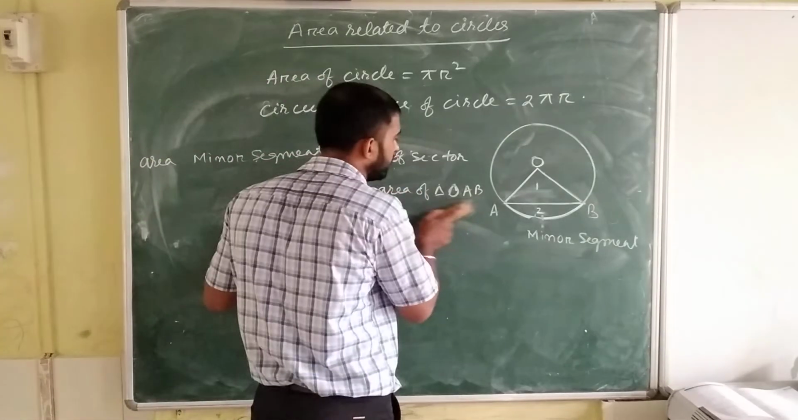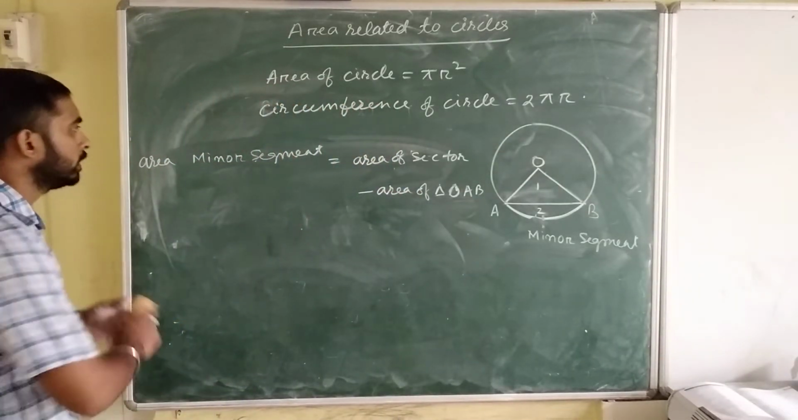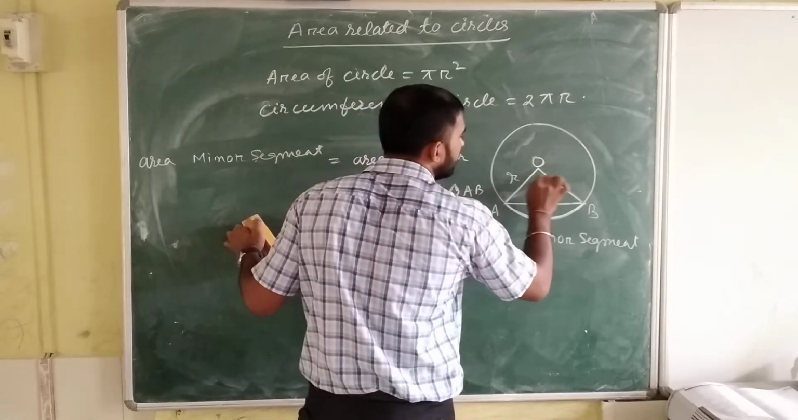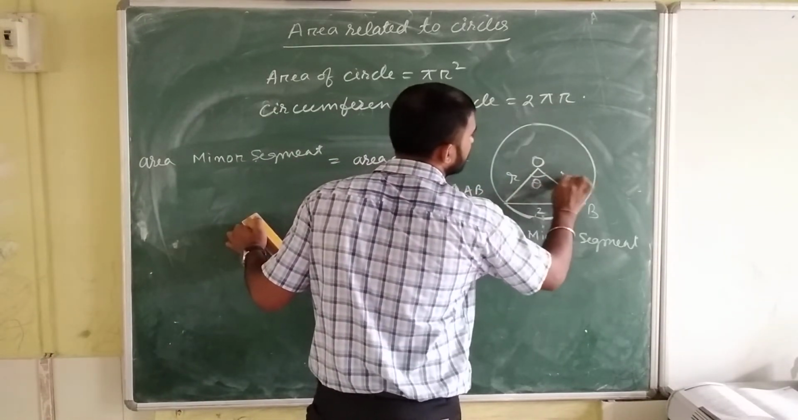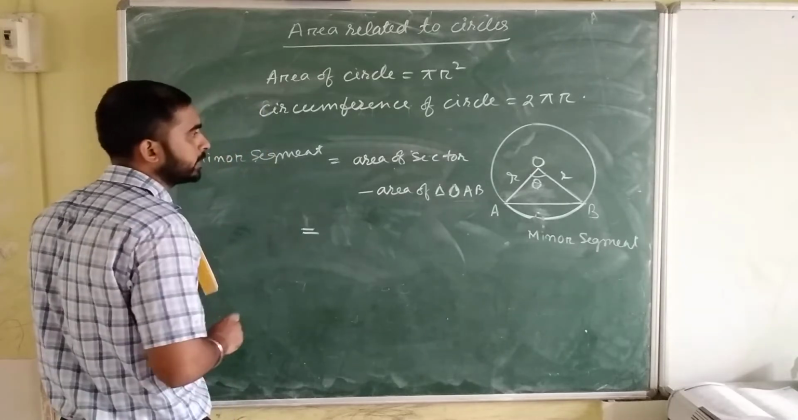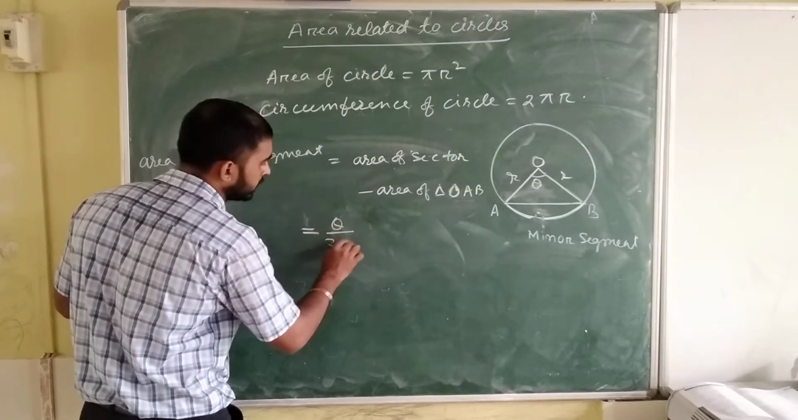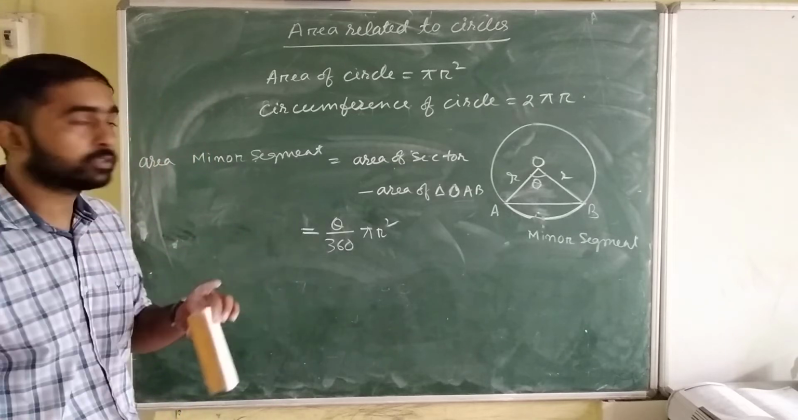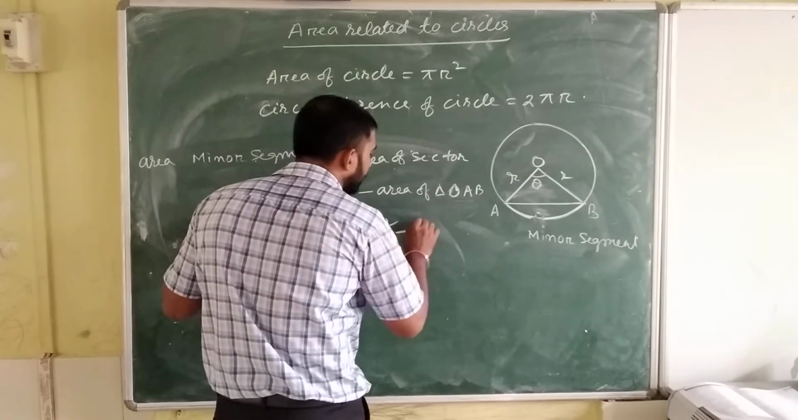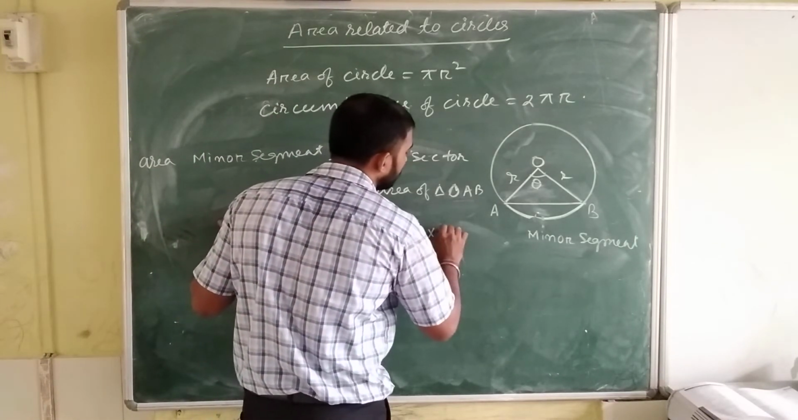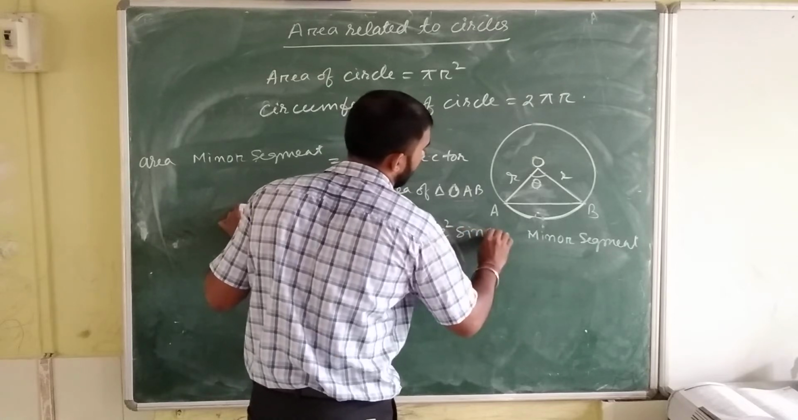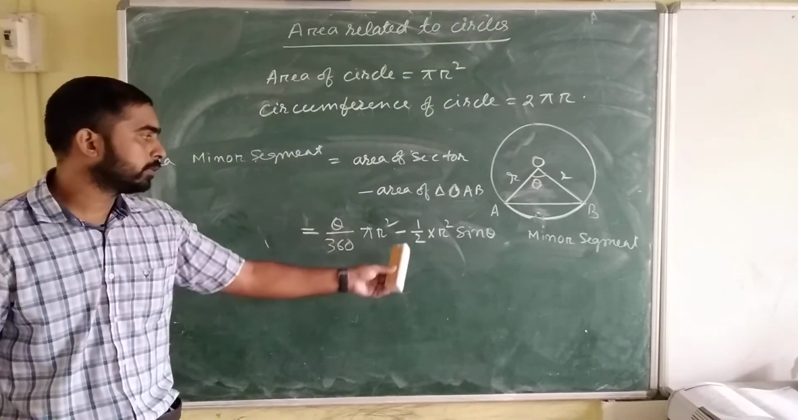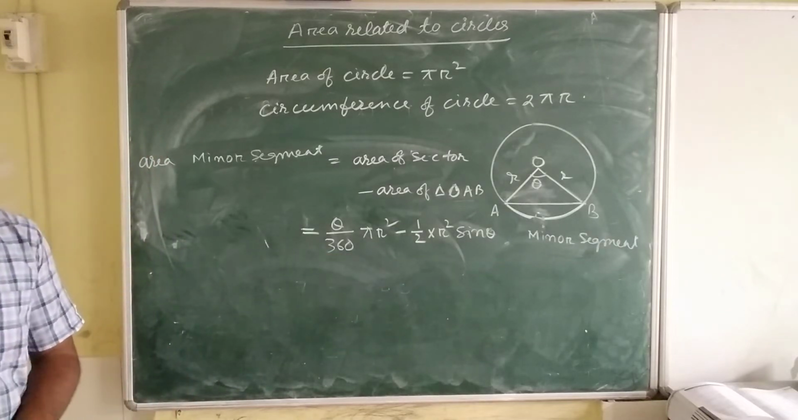So the area of the minor segment is area of the sector minus area of triangle OAB. Now, what is the area of the sector? Suppose this is radius r, this angle is theta, and this is also r. So area of the sector equals theta by 360 pi r square. And for the area of the triangle, we use half into r square into sine of theta.